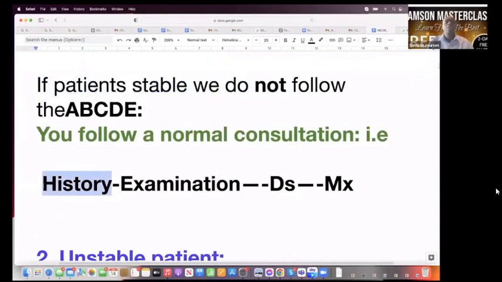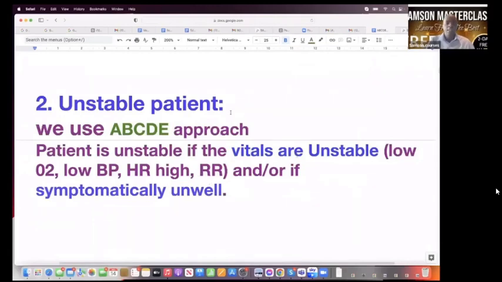You take the history and complete the presenting complaint, the past medical history, the ICE, and the effects of symptoms, and then of course we do examinations as usual. That may include observations and then targeted examination, depending on the problem. After that, we discuss a diagnosis and then management, which would include both investigations and the treatment.